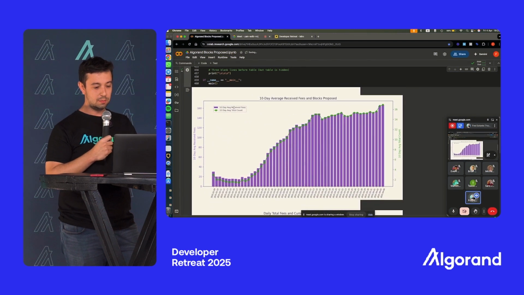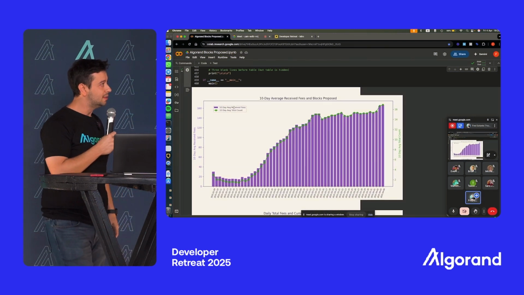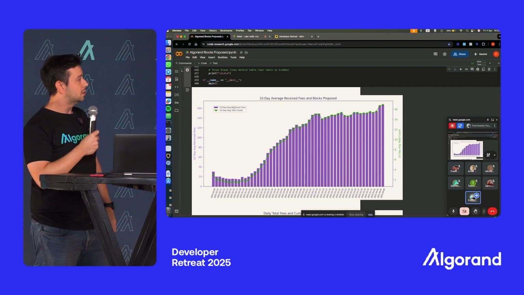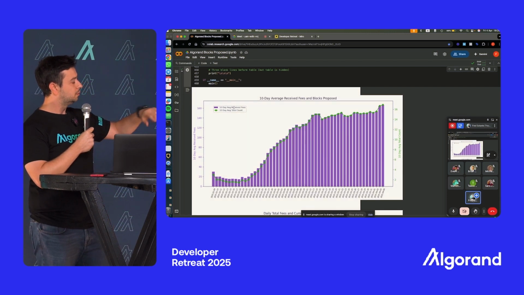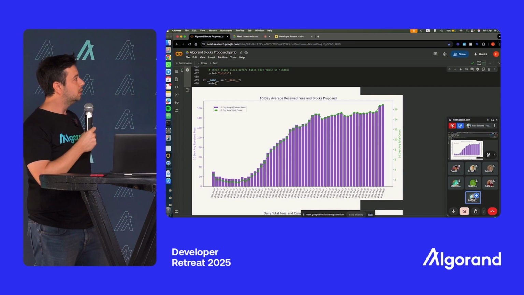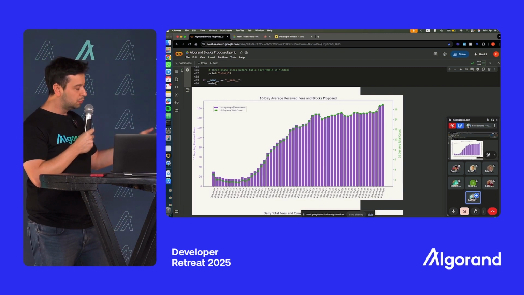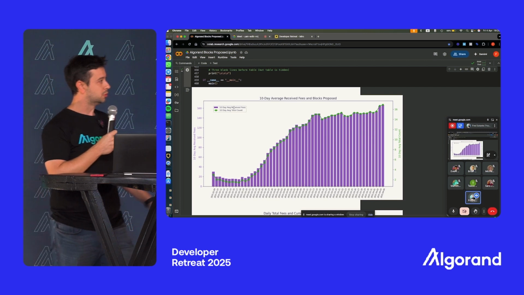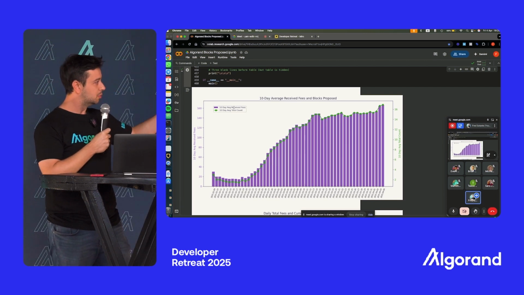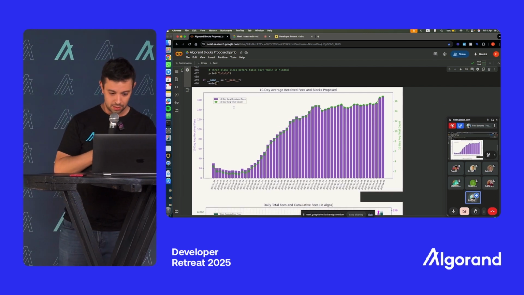Then, after analyzing my own data, I figured out that the 10-day average was pretty good for me. So I added this chart that has, on the bars, the 10-day average received fees, and then the green line, the 10-day moving average of the total count of blocks proposed, just to see how much they align. And you can see some trends here, but not a whole lot.